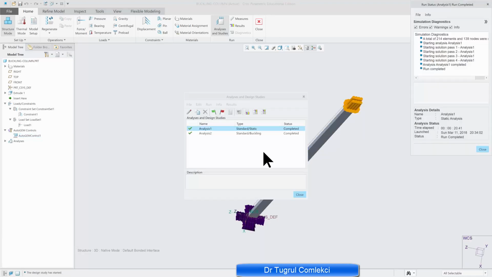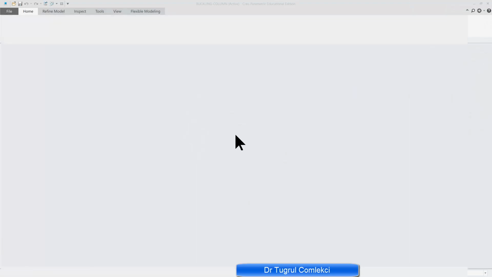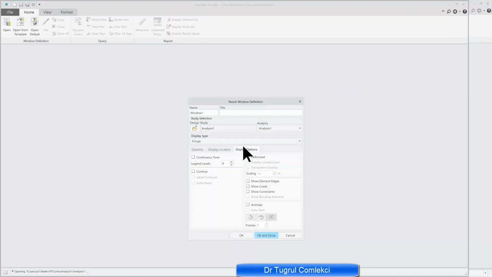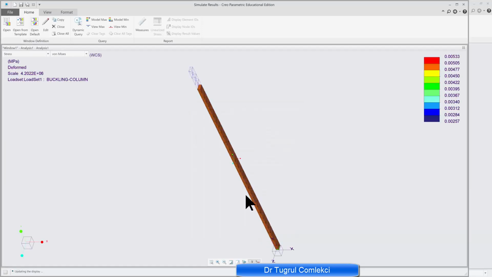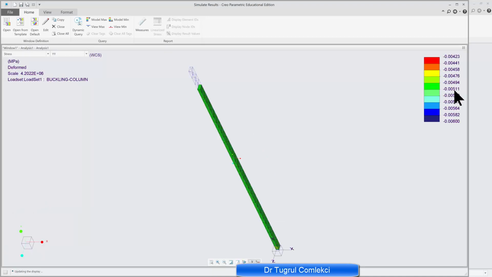When the solution is done, we can look at the results. And the main result is that in compression, this must produce negative stress. So we can see that the von Mises stress is of course positive, but if you look at the stresses in the y direction, these stresses should be negative.